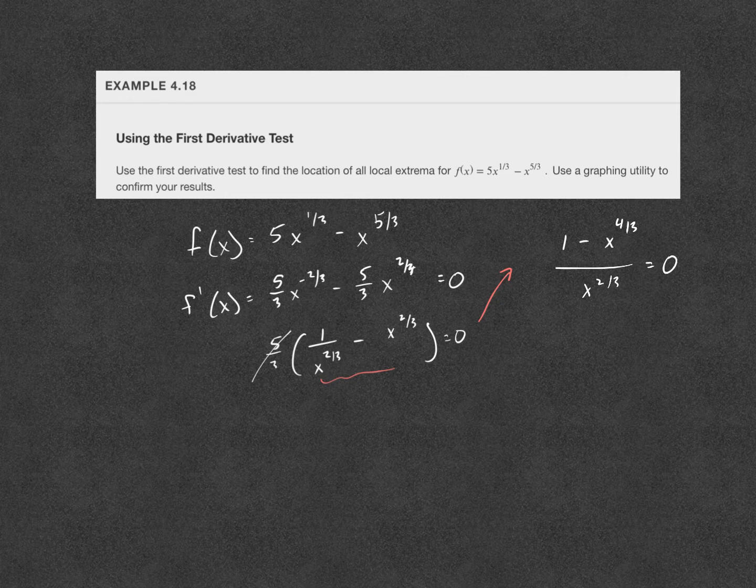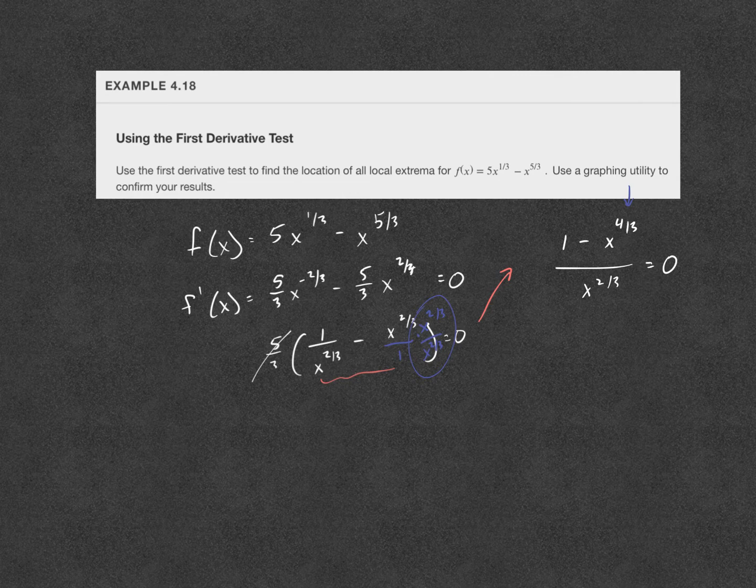And where that 4/3 came from up in the exponent is this x to the 2/3. To get a common denominator, I need x to the 2/3 over x to the 2/3 like that. Okay, so that's why that exponent is now 4/3.